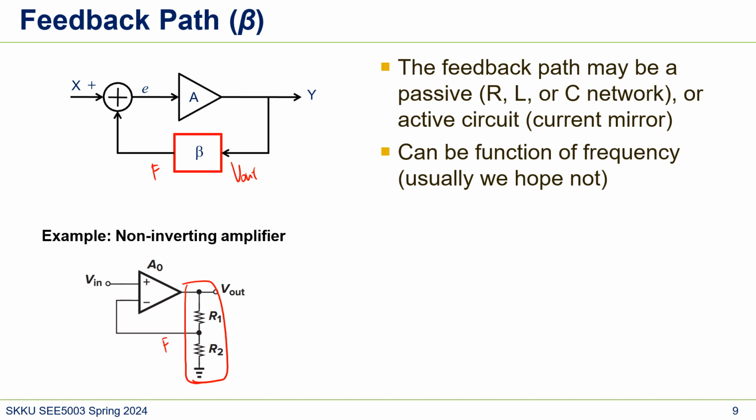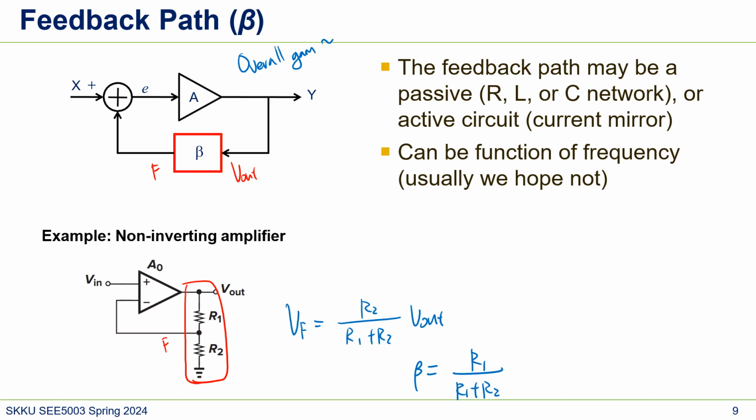In this case, what's the beta? So VF is from a resistor divider, right? R1 plus R2 and R1, R2, and Vout. So the beta in this case is R1 over R1 plus R2. And then the overall gain is 1 over beta. We'll talk about it later in this lecture.